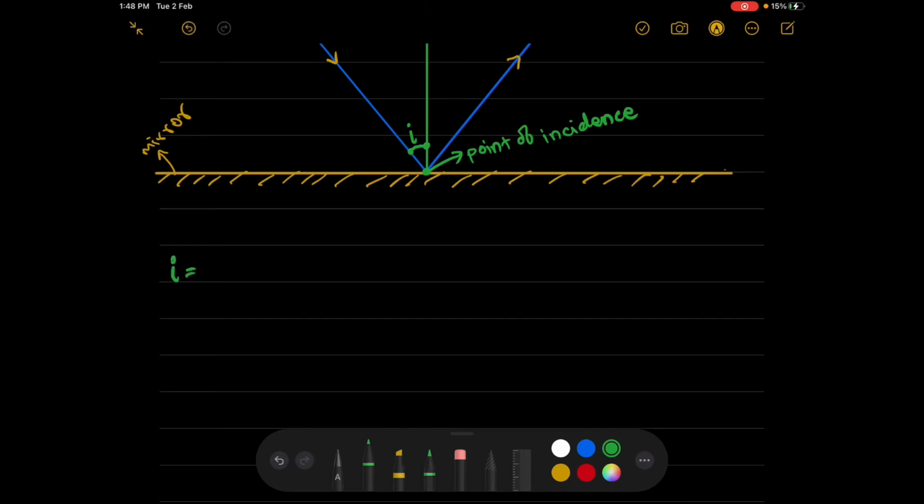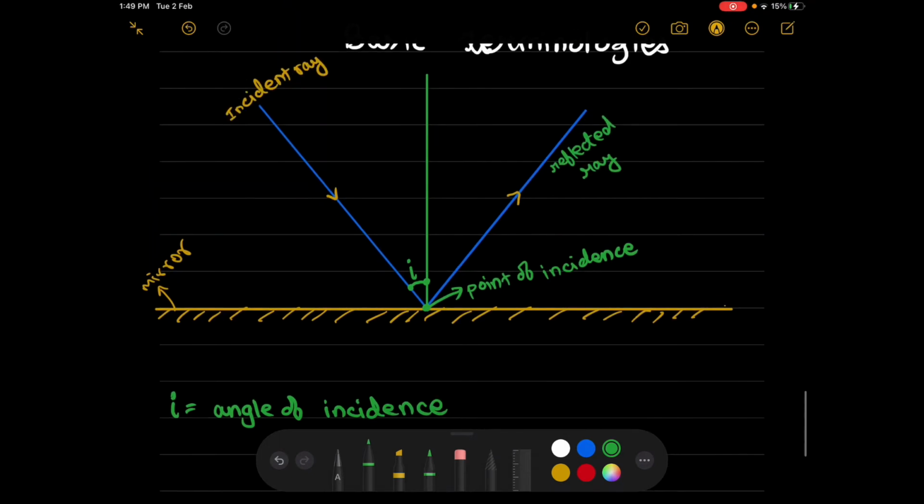I is equal to angle of incidence. Same goes here as well. This point, the angle made with the normal, the angle made from the normal and the reflected ray is known as R.